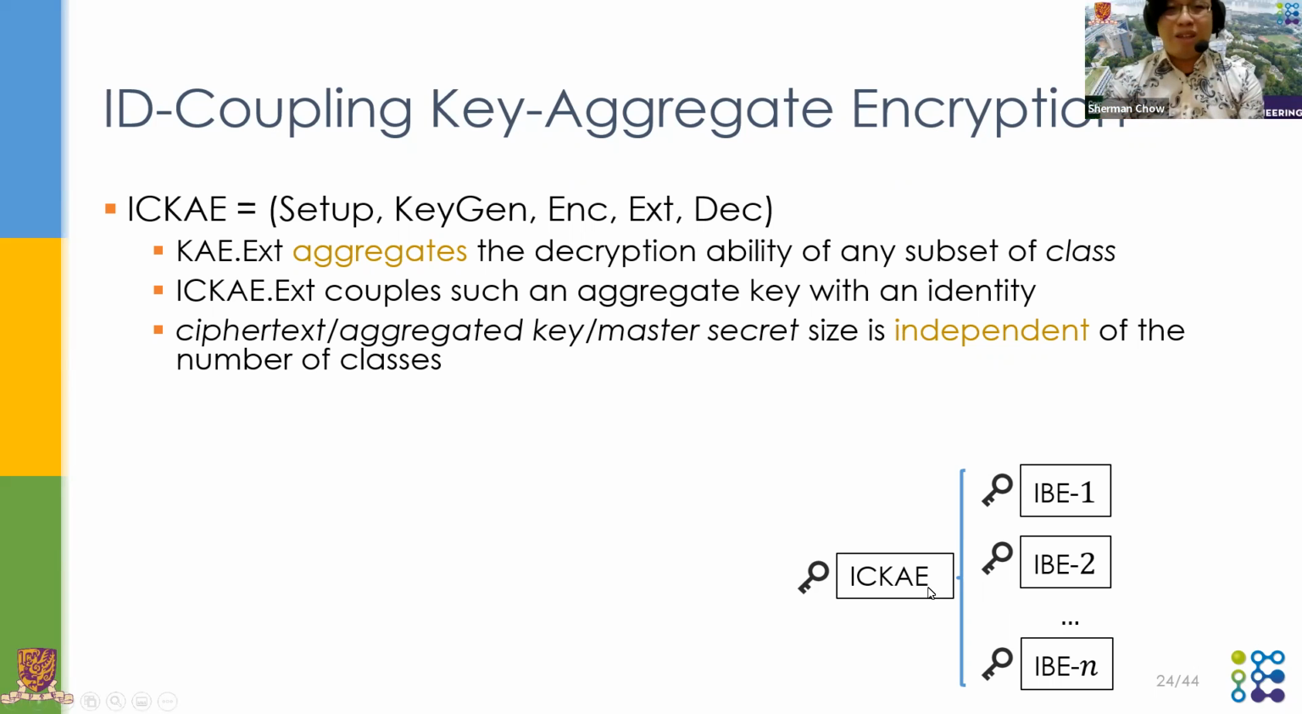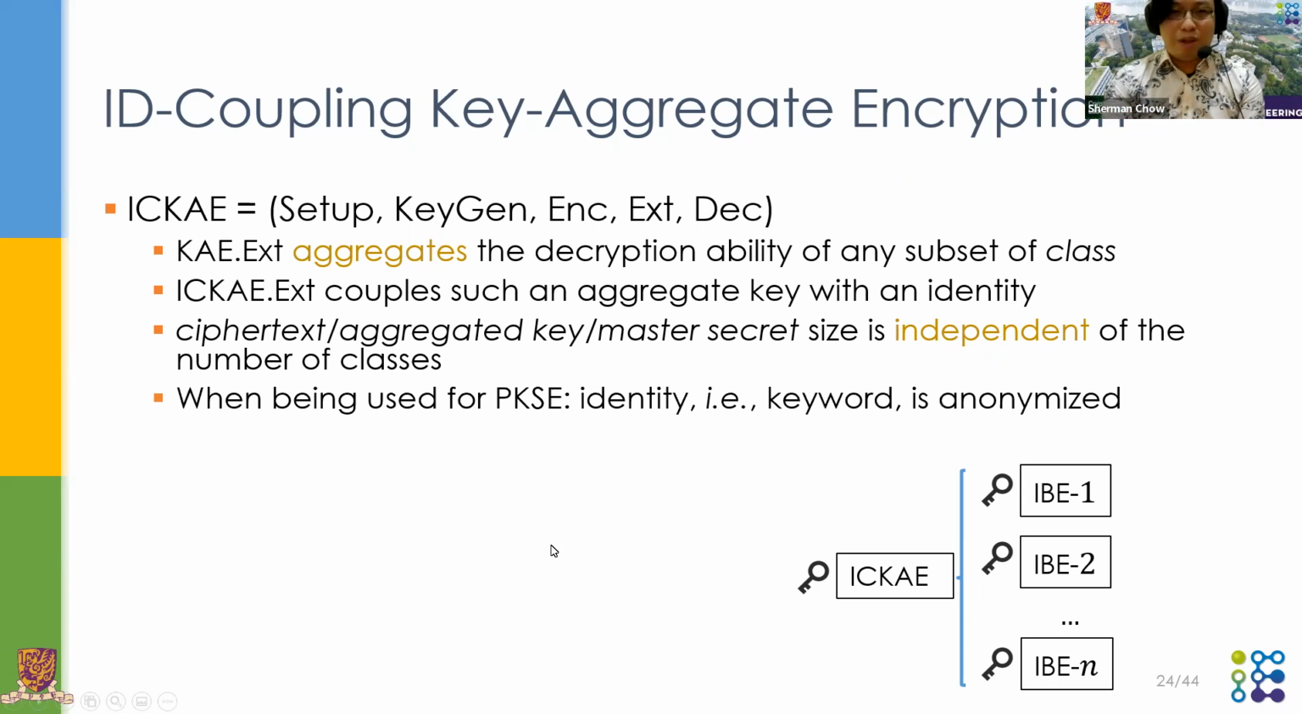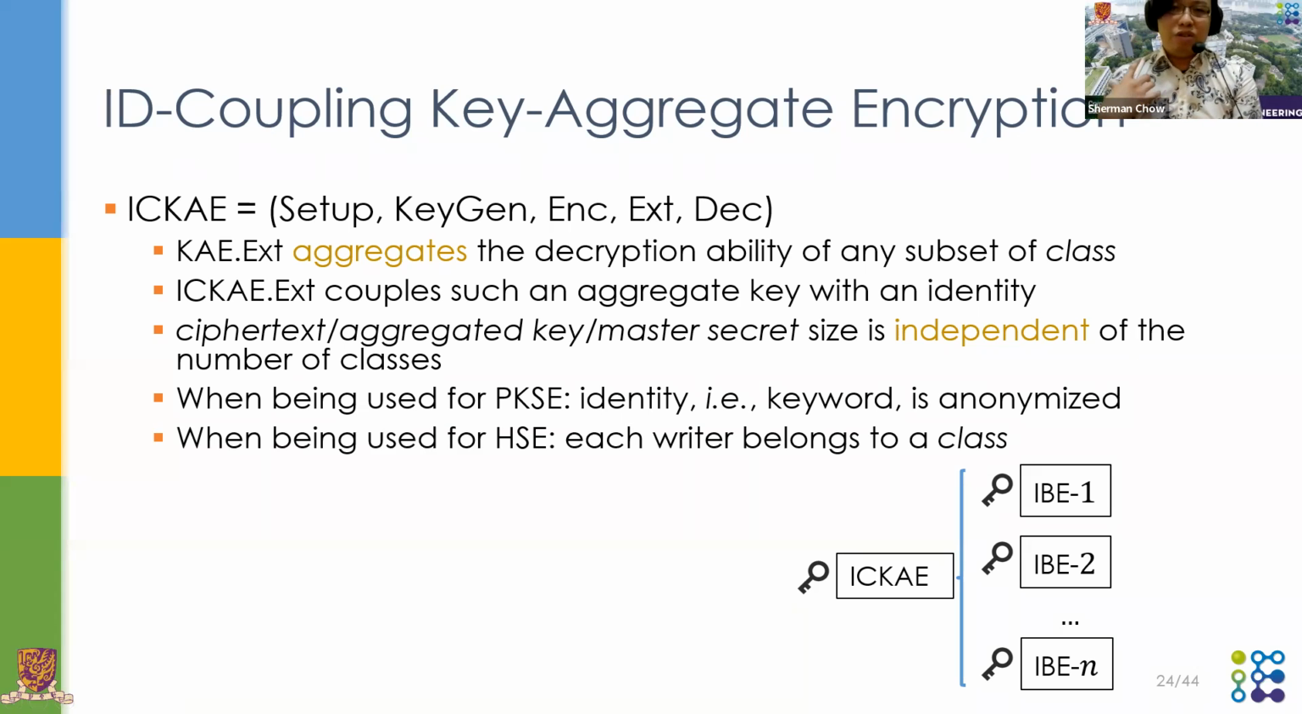So that's a little detour in case you are familiar with broadcast encryption, but back to our story, the identity part will be the keyword in searchable encryption. So yes, we also expect this scheme to be anonymized, in the sense of identity anonymous. And when being used in our hybrid searchable encryption, the correspondence is that each writer will belong to a class. That is how we try to get a better instantiation of our scheme.